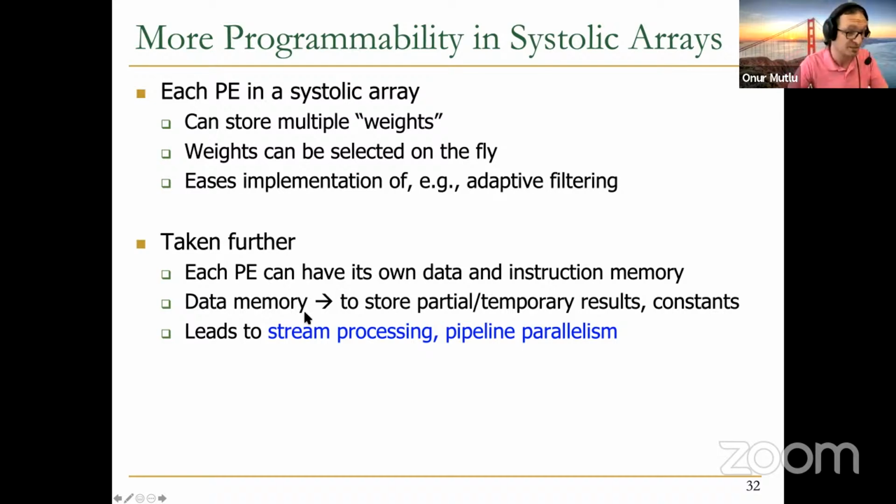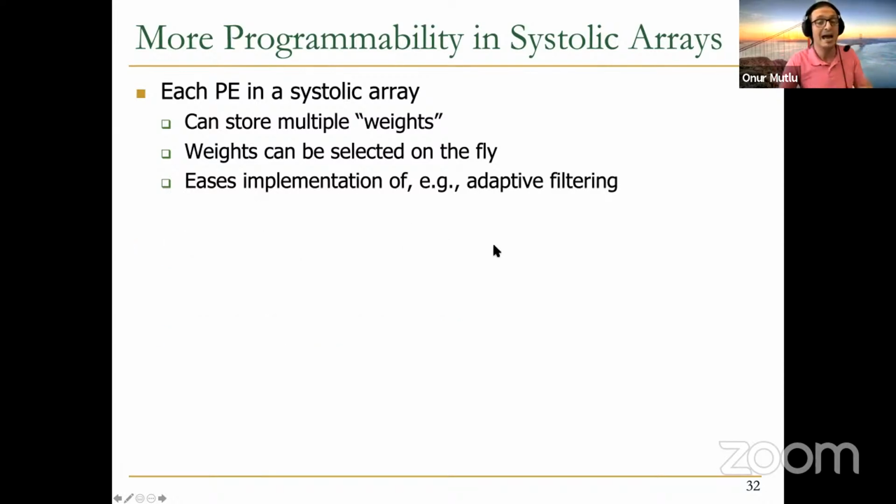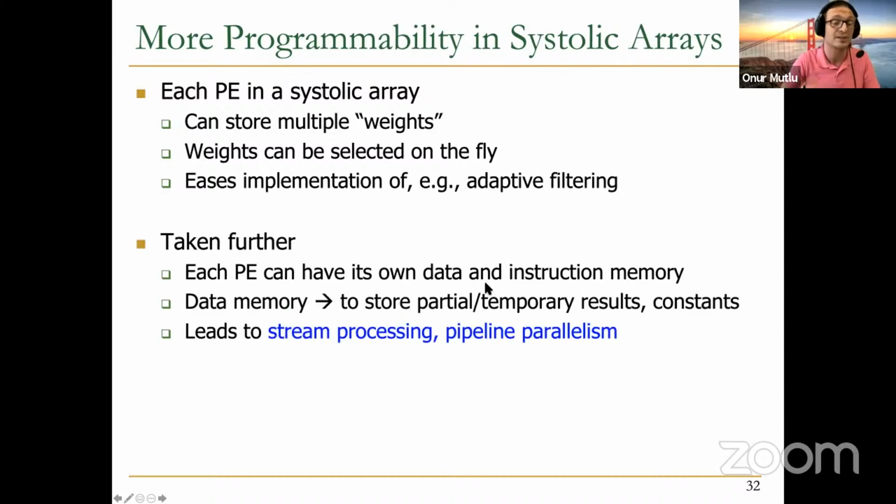And hopefully this memory is small. It may even be registers to store constants, to store different types of weights so that you can choose between them. Adding instruction memory enables you to execute different types of instructions and become more general purpose, basically.